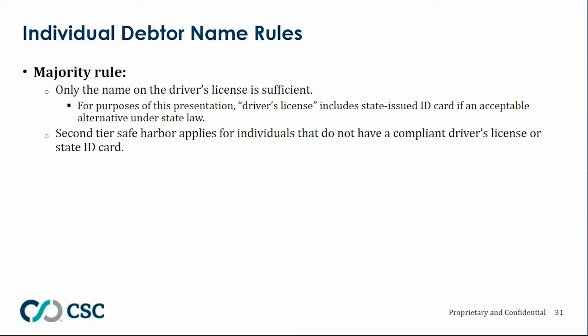We do at CSC have a web page, CSC Transaction Watch, where we do have a chart that shows what states include the ID as part of this provision. But it must provide the name on the driver's license if the driver's license is unexpired and issued by the state of filing. There is a second-tier safe harbor that applies if the debtor does not have an unexpired driver's license or one that was issued by a different state.